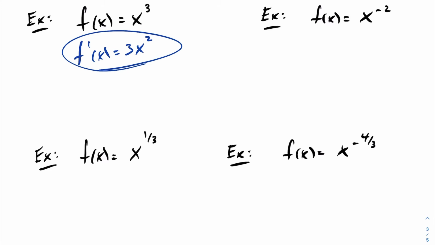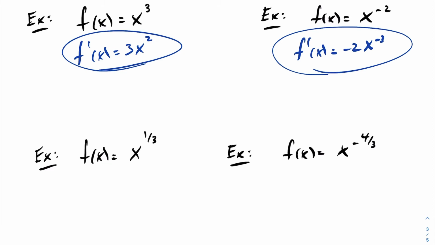Let's take a look at the next one. So for the derivative here, again, you identify the exponent. The exponent here is a negative 2, so we drop that down, it goes to the front as a coefficient. Then we subtract 1. If you take negative 2 and subtract 1, it becomes negative 3. And now the derivative is negative 2x to the negative third.